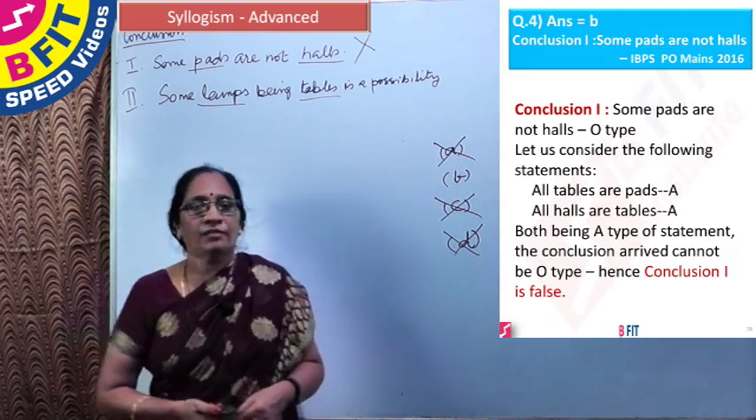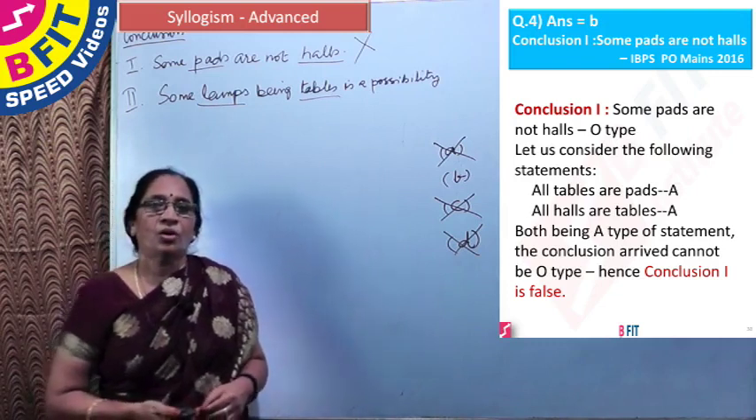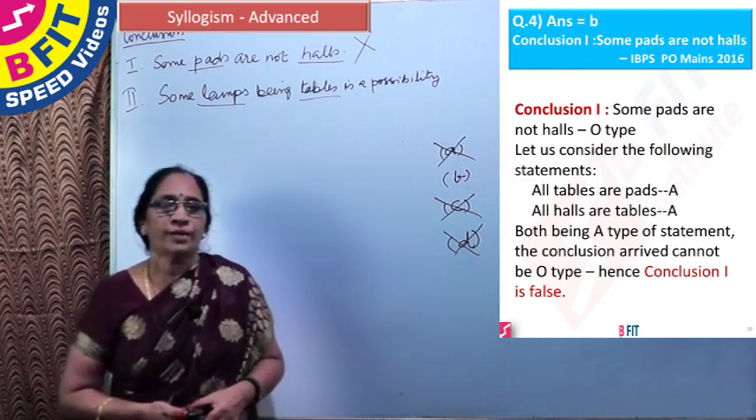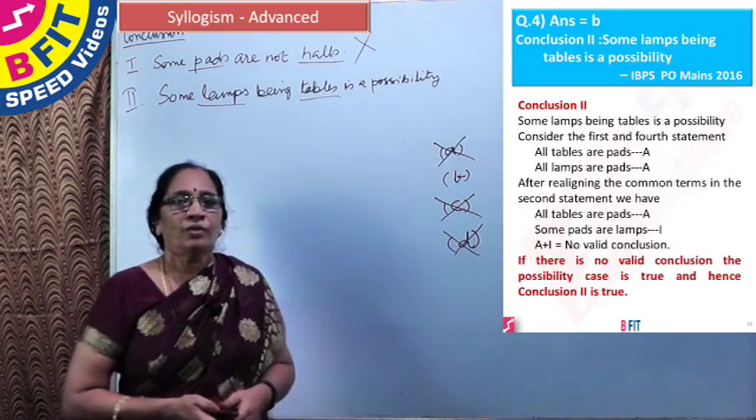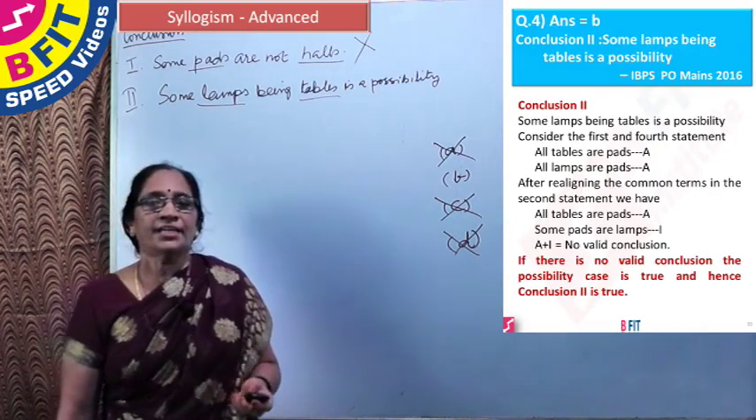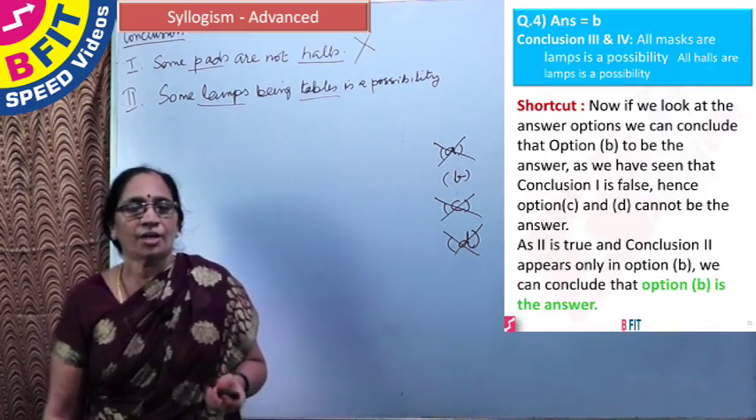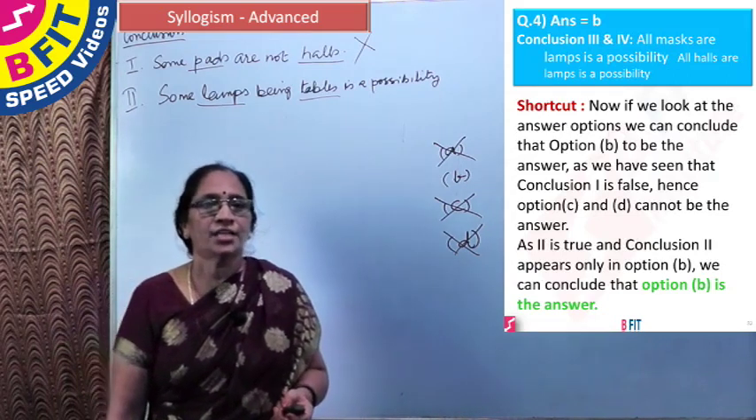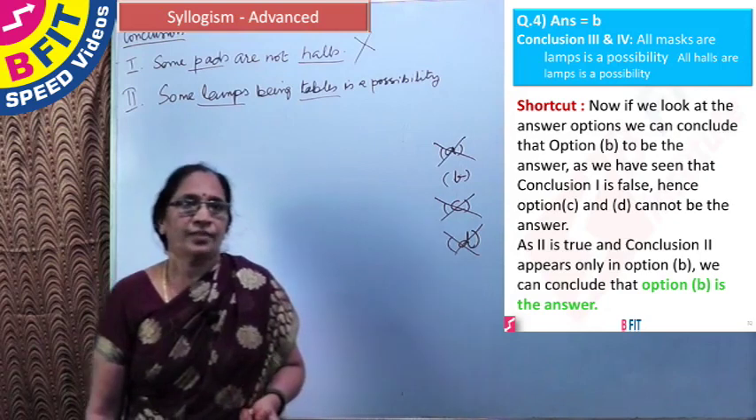Let us check the working. Yes. The first conclusion is O type and the statements concerned with that are both A. So two A type statements will not give a conclusion of O type. So conclusion 1 is false. And conclusion 2 we have proved to be true. The working shows that the possibility case is true there, and as said earlier we are not going to check the other options because we have already eliminated options A, C and D. So the answer is option B, where conclusions 2, 3 and 4 are true. Let us go to the next question.